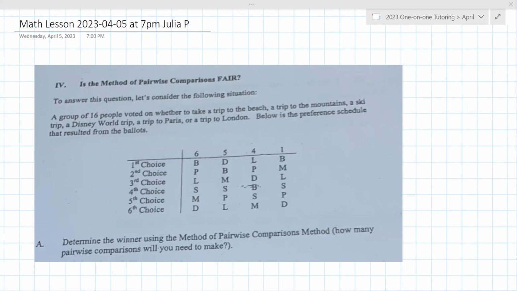Okay, so you start by listing how many pairwise comparisons we need to make. All right. A versus B, A versus C, A versus D. Okay. So it's like we want to do this. B, P, 16 people. Maybe this isn't a good one to start with.